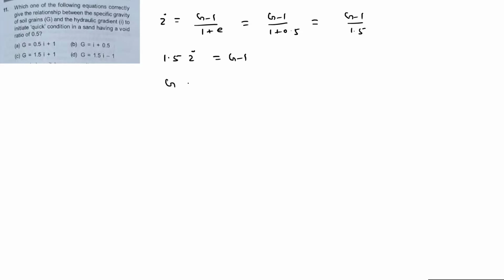So from here G is equal to 1 plus 1.5 I. The option C will be the answer. Very simple. Discussed in question number 1. This is all about question number 11.